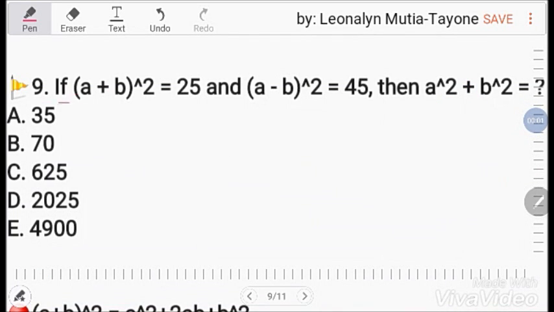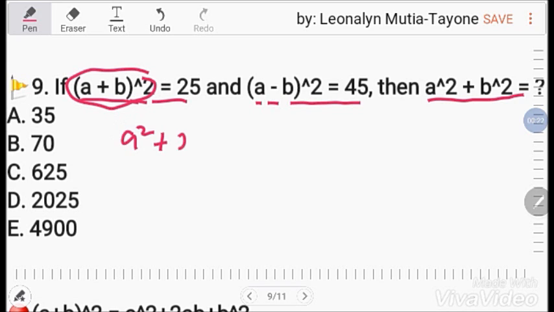Now, let's do number 9. If (A plus B) squared equals 25, and (A minus B) squared equals 45, then A squared plus B squared is equal to what? Ang unang gawin natin ay ito. A squared plus 2AB plus B squared. Ang sagot dito, and this is 25.